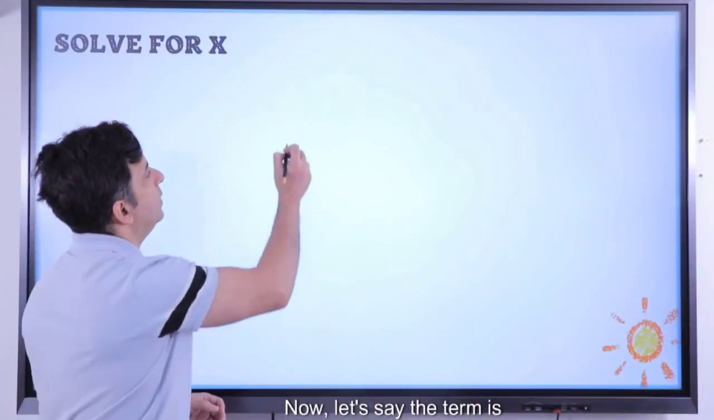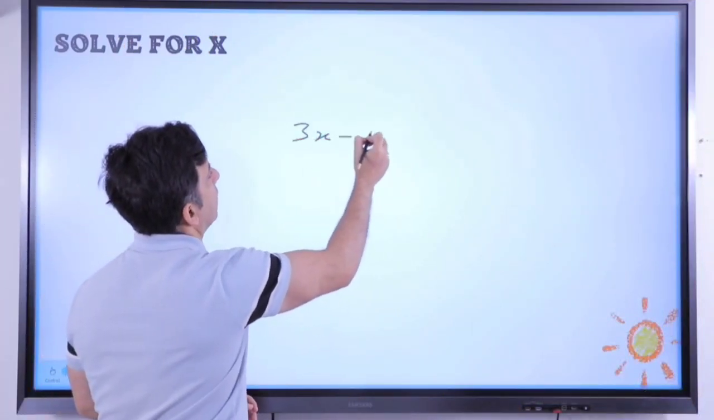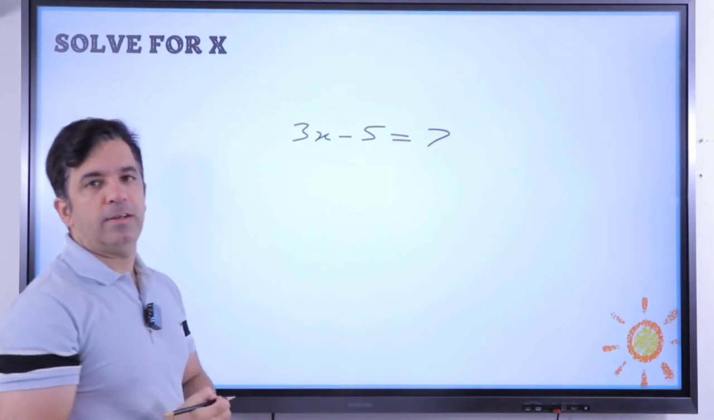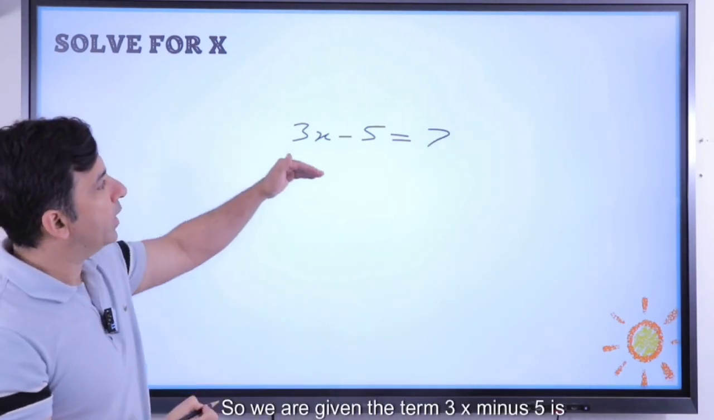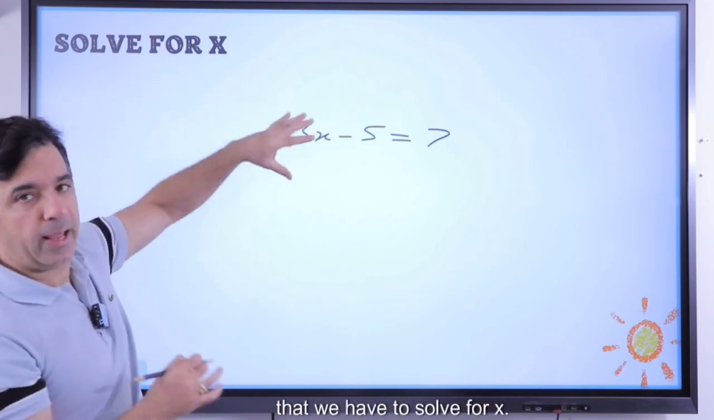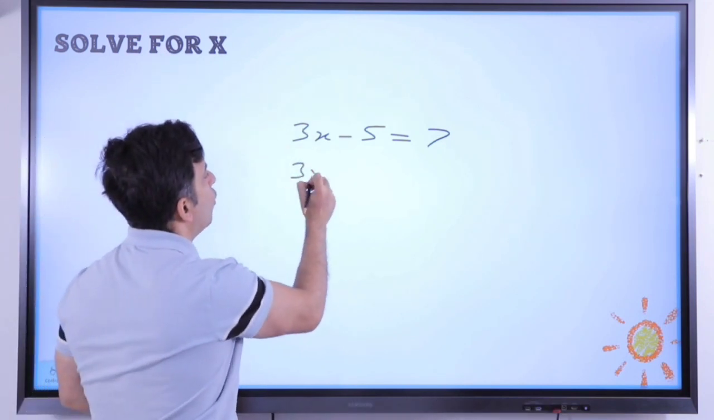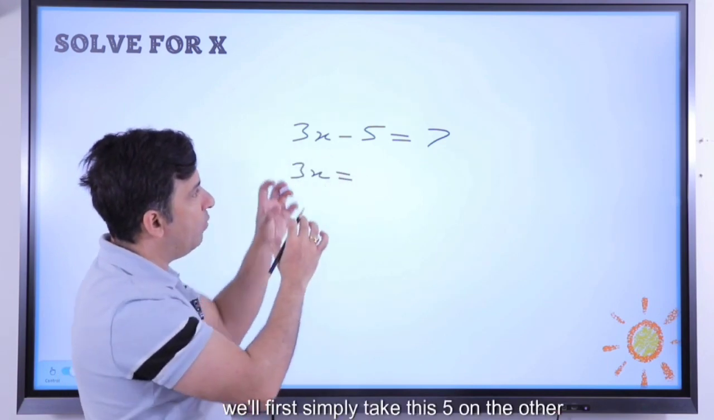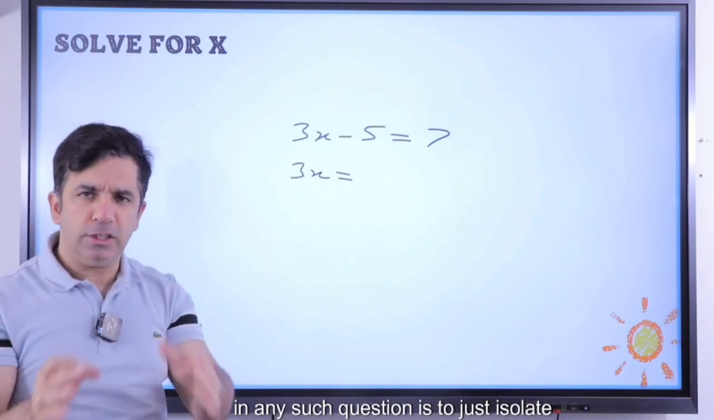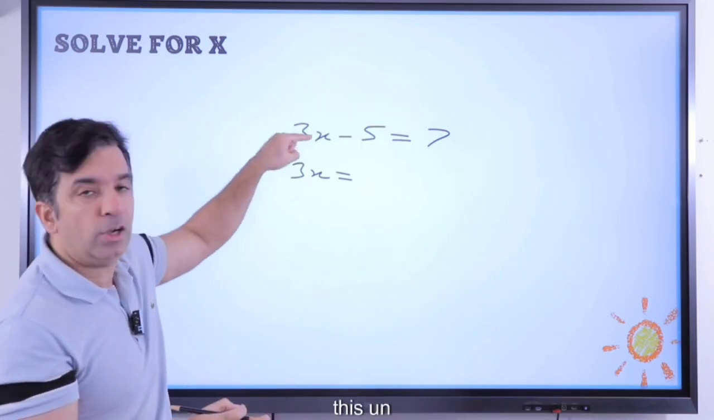Now let's say the term is 3x minus 5 is equal to 7. So we are given the term 3x minus 5 is equal to 7, and the question is the same, that we have to solve for x. So we'll first simply take this 5 on the other side, because we know that our ultimate task in any such question is to just isolate this unknown.